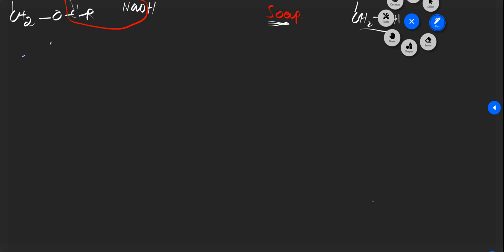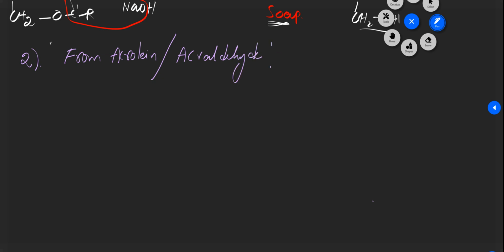The second preparation of glycerol is from acrolein, or acraldehyde. The second preparation of glycerol from acrolein or acraldehyde. So what is the formula of acraldehyde?